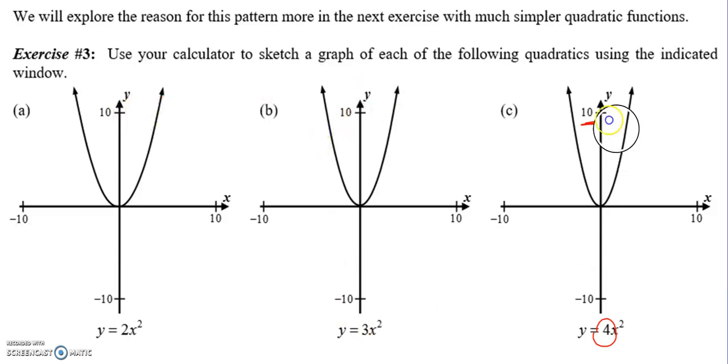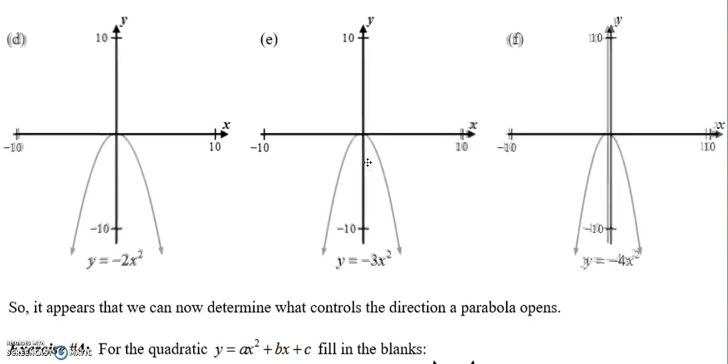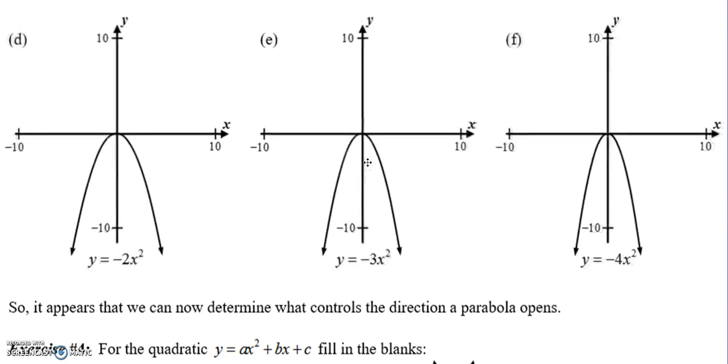All right, so let's look at the next 3 here. How did you do? Now notice these have negative leading coefficients. So if our observation's right, these should have come out opening downwards, and they did. Notice how this kind of controls how wide these are too.